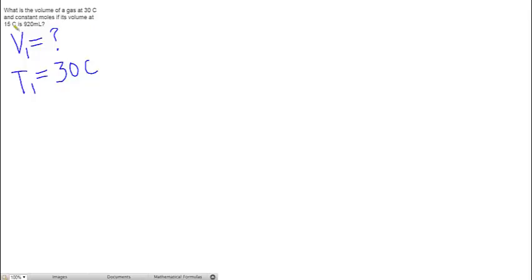If its volume at 15 degrees C, so this is another volume, a different volume, that'll be our volume 2. And the volume is actually the 920 milliliters. And then they also give us a temperature. 15 degrees Celsius is a temperature. That'll go along with our second volume.